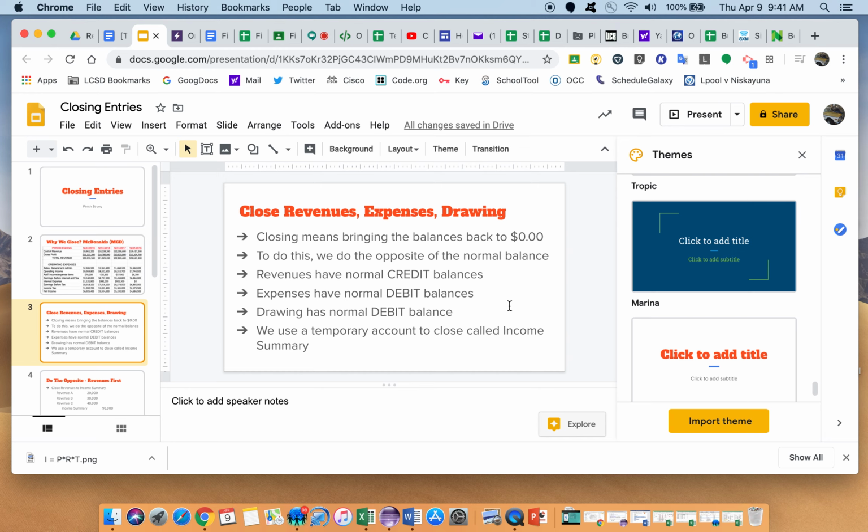Now, debits have to equal credits, obviously, with every transaction. So when we close, we have to have an account to close it to, right? What's the other account? So we have a temporary account that we use. It's temporary because we only use it during the closing process, at least in this case. It's called income summary.